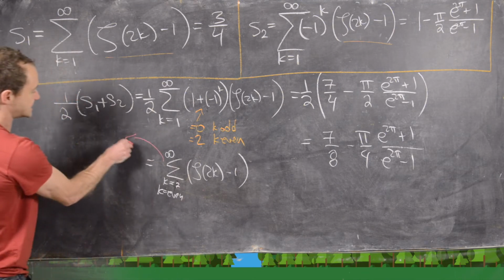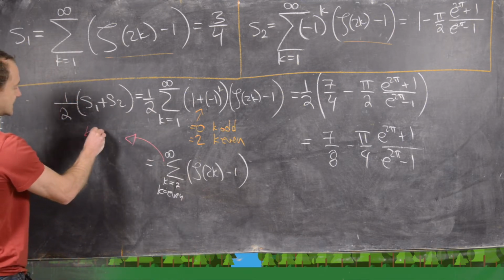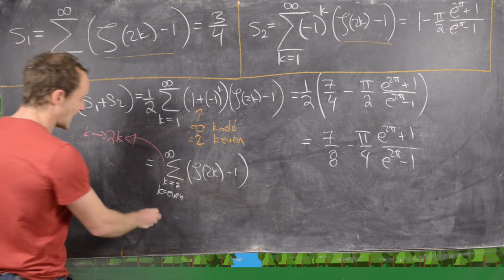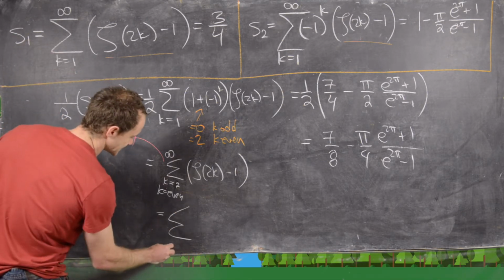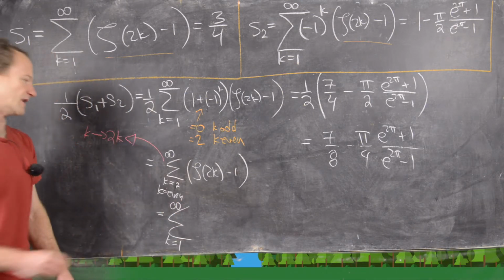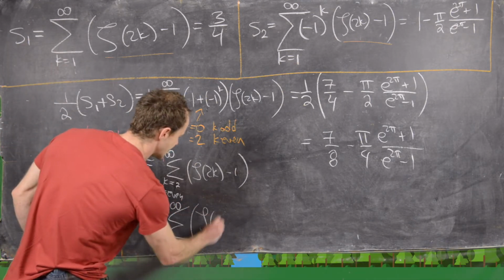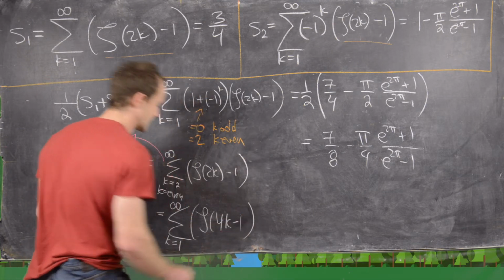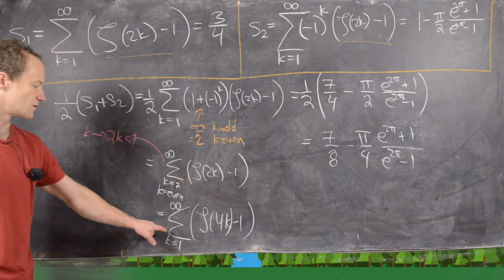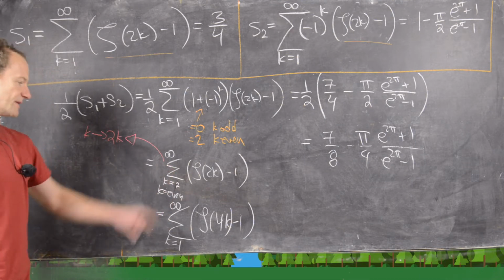But finally, what I can say is that since I'm only going over even numbers right here, I can re-index. And so I'll re-index by sending k to 2k. And what that will do is re-index my sum, where I'm summing over all the numbers 1 to infinity. And then I have zeta of 4k minus 1. Like that.